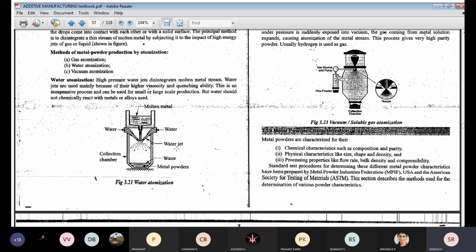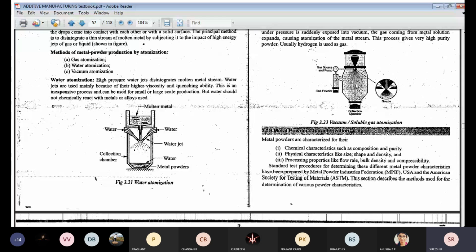If you check the water atomization, it consists of the following parts. The water, in terms of water jets. This is the collection chamber. This is the water, it will be on the other side. The metal powder will be deposited over here. This is the molten metal, which has been poured over here. As the molten metal comes down, the sharp water jets are pushed against it and form fine powder particles. The powder particles will be deposited at the bottom. The water will flow out over here.